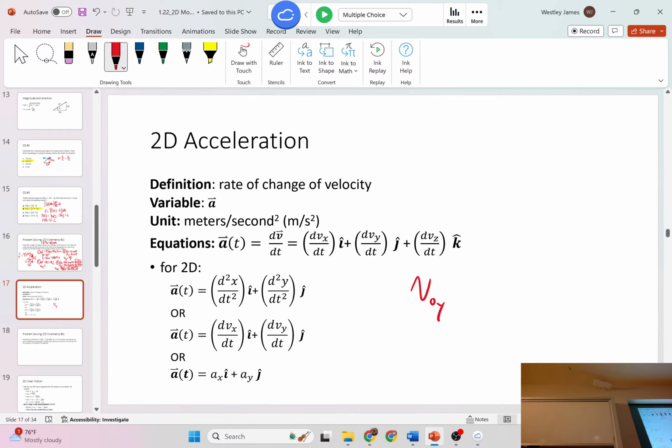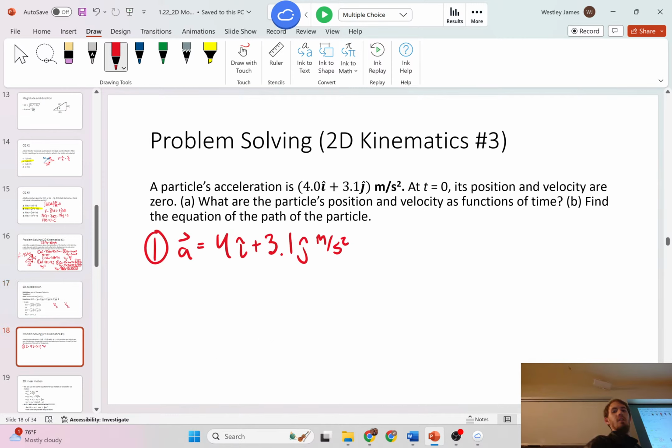Okay, so let's do it to it, y'all. So acceleration, that's the only given. That's 4 i hat, 4.0, it's the same as 4, plus 3.1 j hat. And we got our little units there, we'll chuck them there. To be honest, this problem doesn't necessarily lend itself to the 4-step problem-solving process, but whatever.